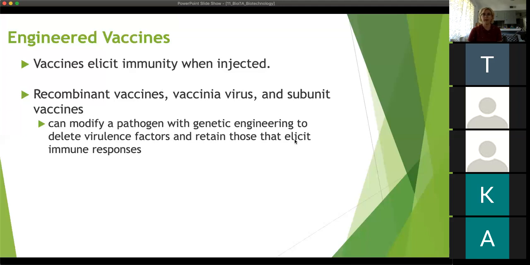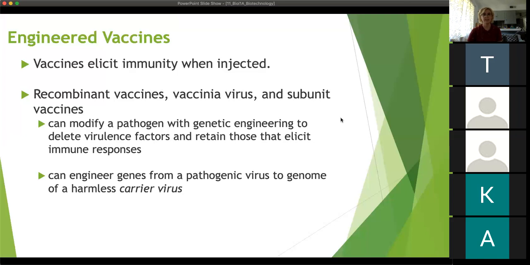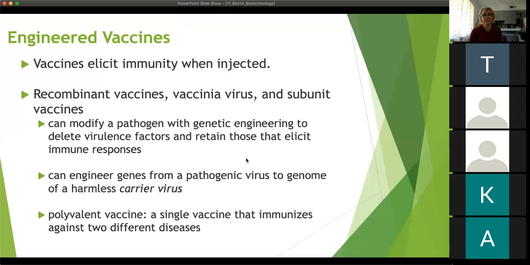We can modify pathogens to delete virulence factors, the things that make us sick, but keep those that stimulate the immune response. We can take genes from a pathogen and put them into a harmless virus, so we're not at risk of developing infection, but we can still mount an immune response to that more dangerous virus. And we can have vaccines that protect us against multiple diseases because we can put different pieces from different pathogens together. So I'm a big proponent of vaccines. I think they're very beneficial.